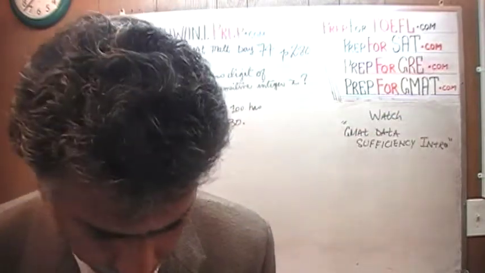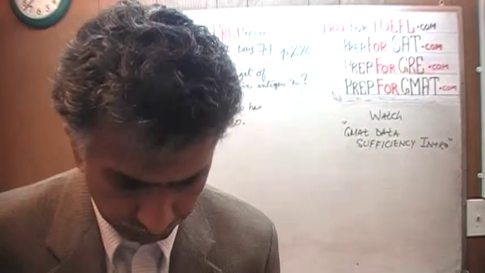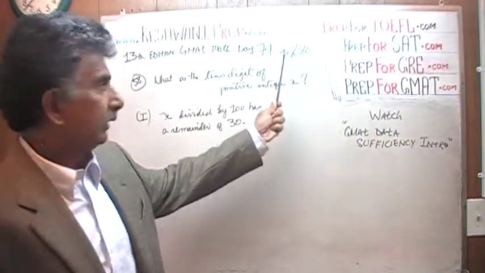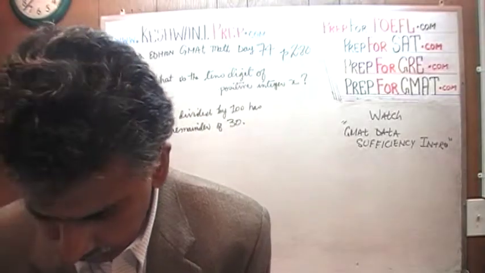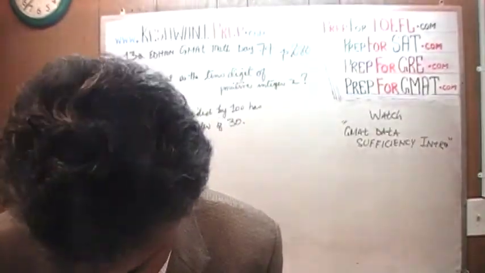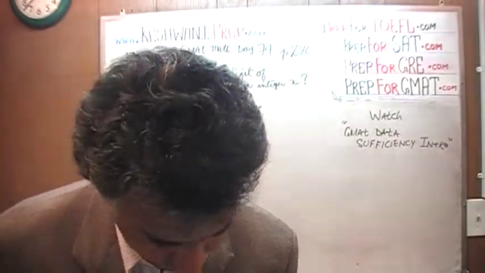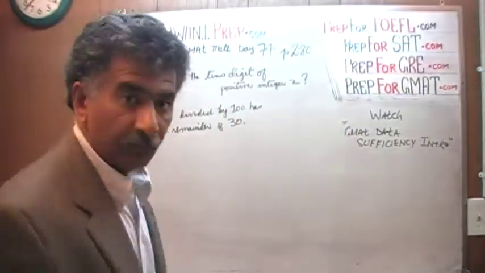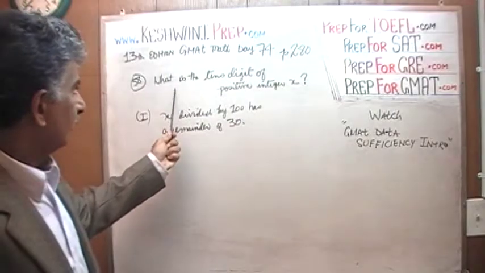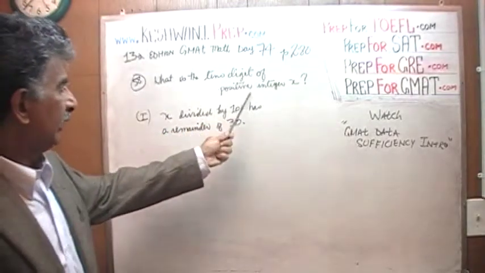The problem that we are about to solve is the one that you will find on page number 280, and today is our lesson number 74. Let's turn to page number 280, problem number 58, the second problem there. The problem is already on the blackboard. It says, what is the tens digit of a positive integer x?